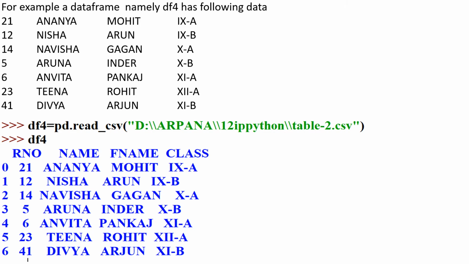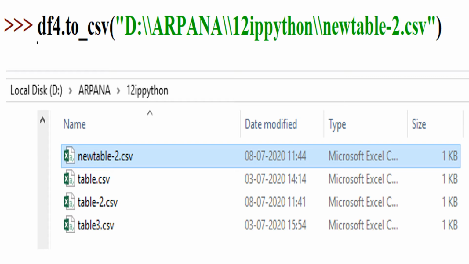Now we want to write this data frame into some other file. For that, the to_csv function is used. So what will you write? You will write the name of the data frame, which is df4 here. In the previous slide it was df4, so df4.to_csv and the whole path where you want to store the file, and in the end the name of the file, where the .csv extension must be used. When you run it, you'll not get anything on the Python screen, but if you go to this path in the D drive, in this folder and subfolder, you will be able to see this file created.